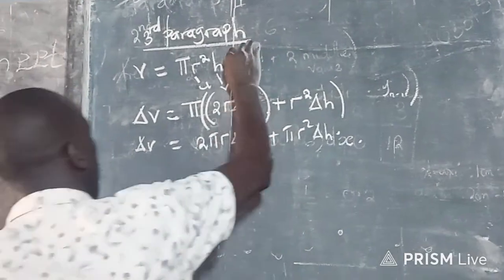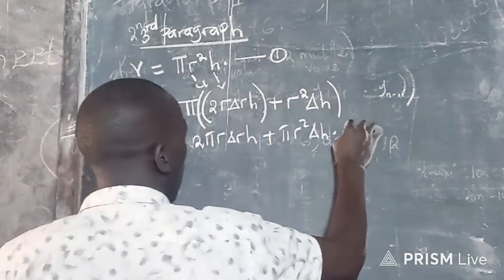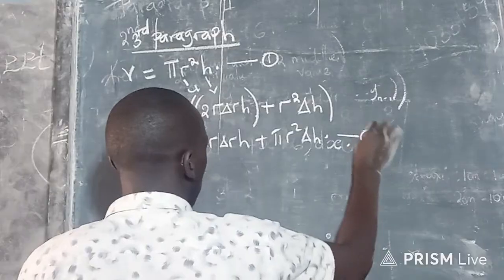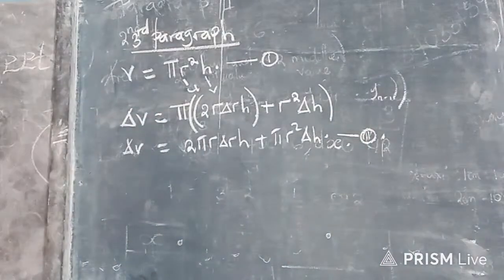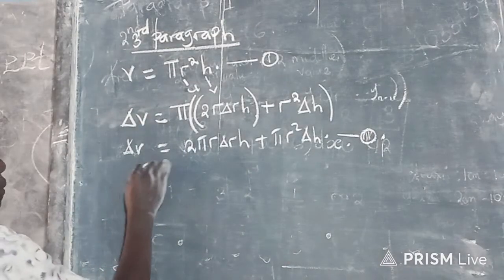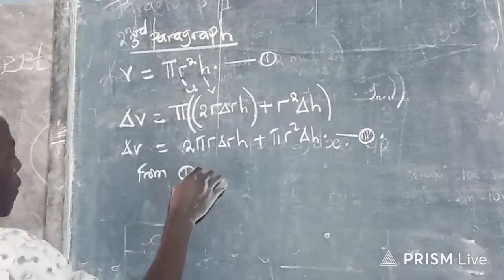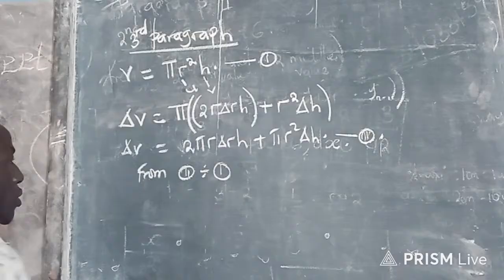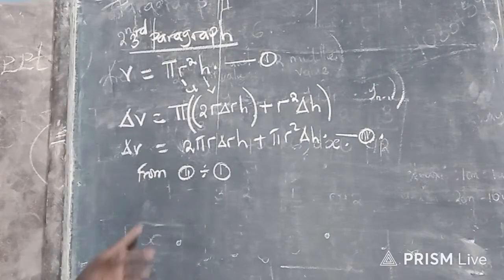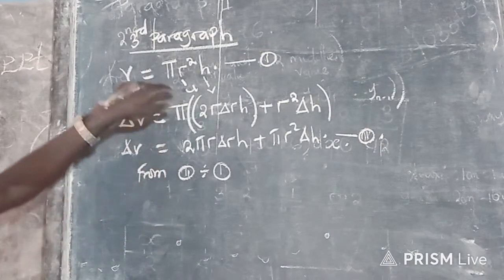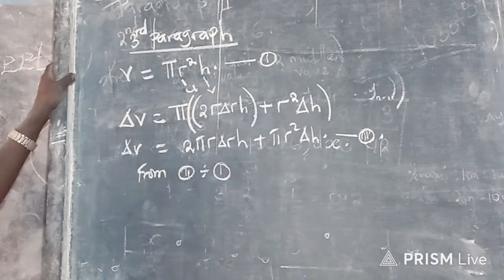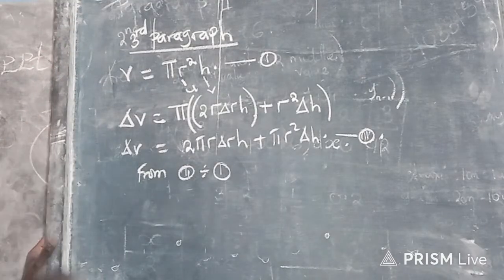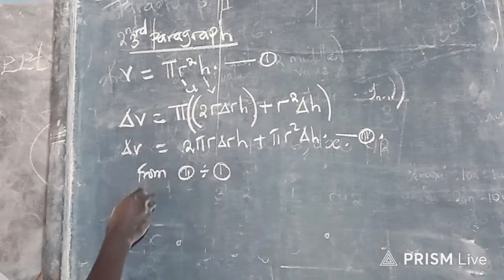That is my first expression, and then this is my second expression. I'm going to say from equation 2, I'm going to divide this equation 2 by equation 1. We're looking at how we can come up with the percentage error in the volume of this cylinder. So I'm going to divide what is on the left hand side with what is on the left hand side, and what is on the right hand side with what is on the right hand side.